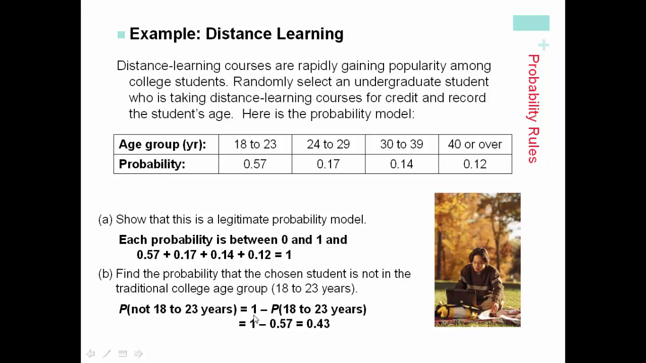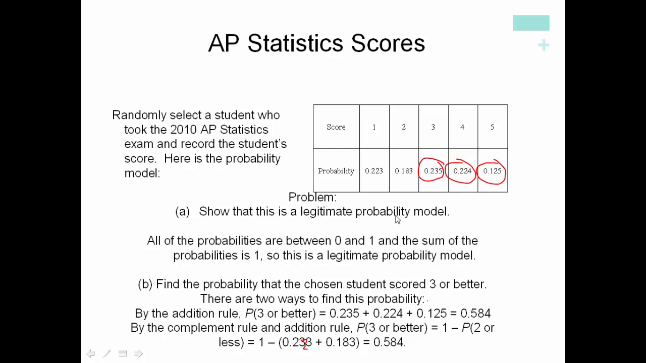Not 18 to 23 is 1 minus the probability of 18 to 23, so 1 minus 0.57, which is from our table, equals 0.43. The other way you can find it is by adding the 3 numbers together, the 0.17, 0.14, and 0.12. You still get 0.43 if you add those.